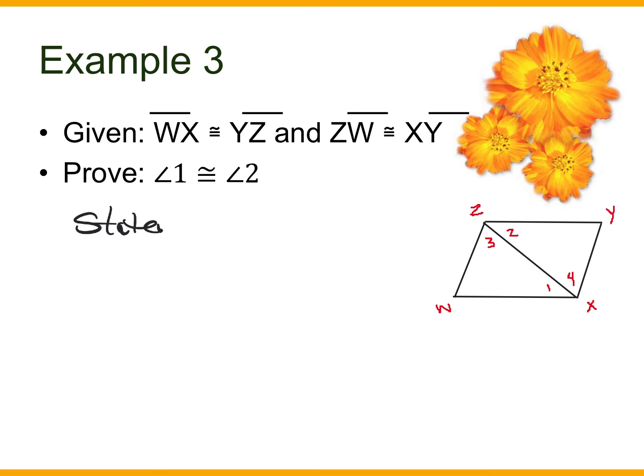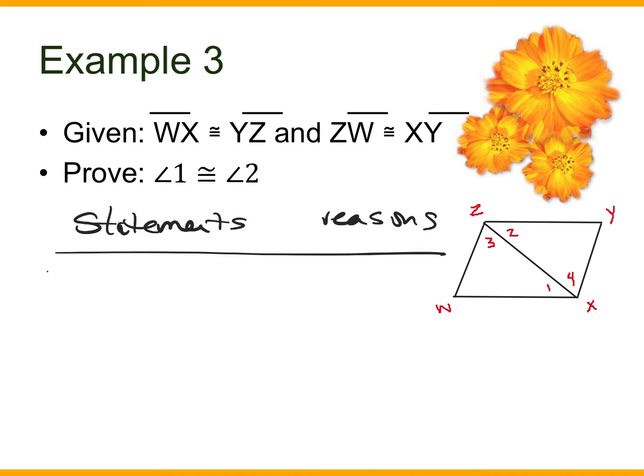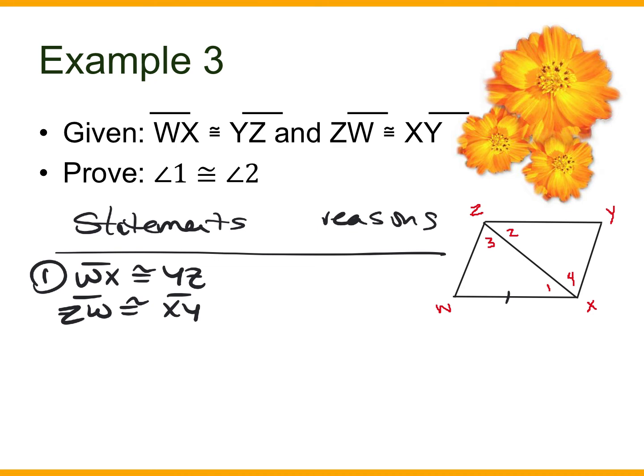So statements and reasons. So number one, let's state all of this given, that WX is congruent to YZ and WZ or ZW is congruent to XY. So let me go ahead and add that in. So WX congruent to YZ and ZW congruent to XY. They want me to show that angle 1 is congruent to angle 2.